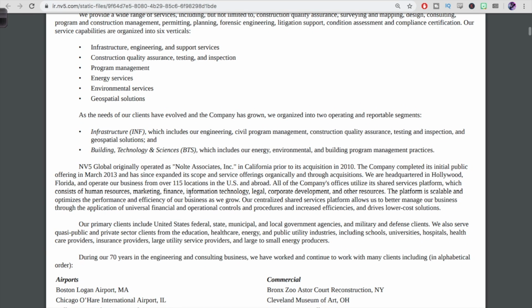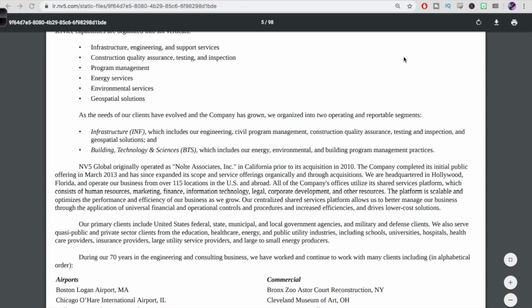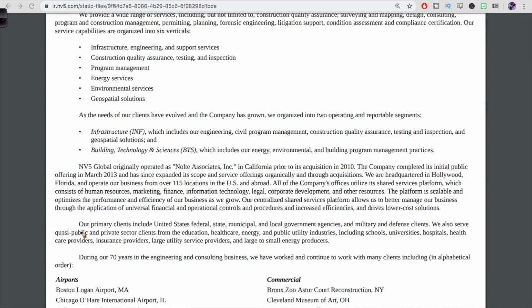Okay, so we have number one out of the way, and now for the second item, we need to find out who the customers are. And easy for us, this company lists it out explicitly. Our primary clients are United States federal, state, municipal, and local government agencies, military, and defense clients.